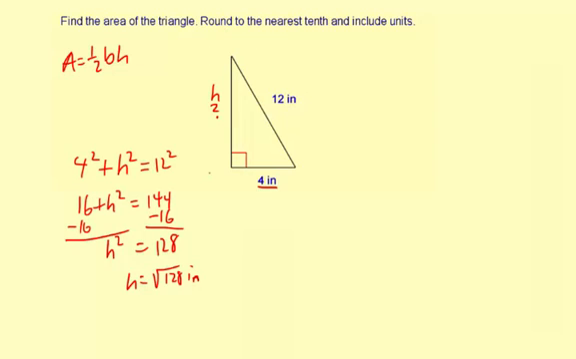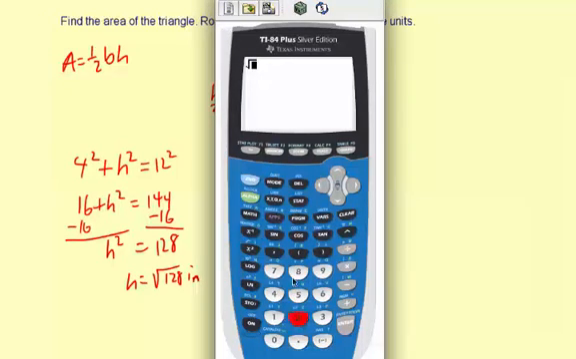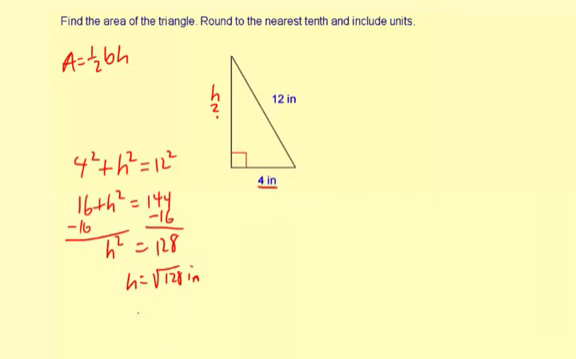So now we're going to use that radical 128 to find the area. Let me go ahead and make that a decimal first, just to make it easier. So let's see, square root of 128, 11.3. So the height is 11.3 inches.